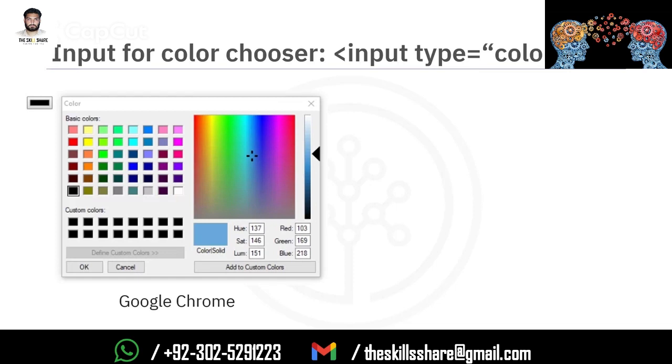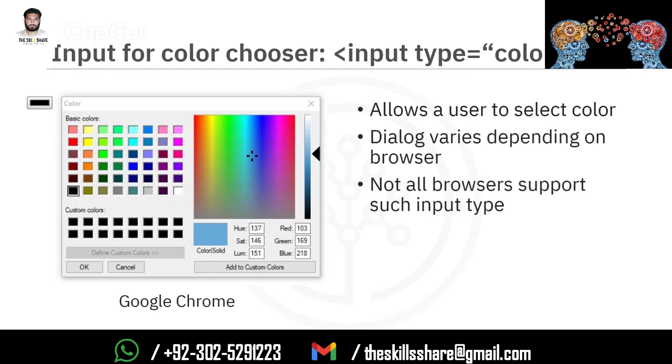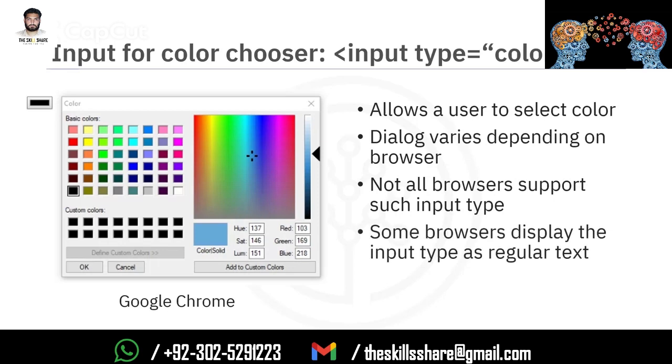The input type equals color attribute allows the user to select a color. The dialog varies depending on the browser, and some browsers don't support this input type. In non-supporting browsers, this input type is displayed as a regular text input field into which the user might type a valid color name or color code.